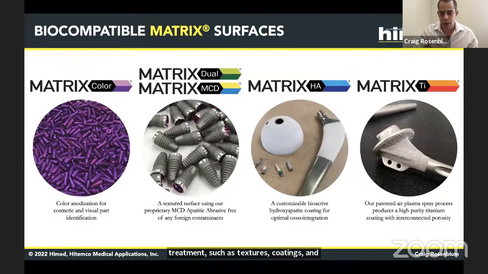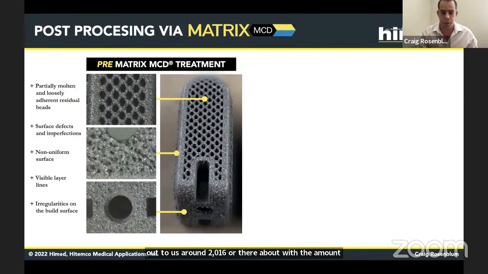You can understand that when clients first reached out to us around 2016 or thereabouts, with the emergence of additive manufacturing with components such as what's pictured here on the screen, challenges arose as far as the ability to remove partially molten beads on that 3D printed surface, and various defects and imperfections, which inevitably are going to be there despite improvements to the resolution of the 3D print. Surface uniformities were not present, whether aesthetic issues or functionality matters, visible layer lines, and irregularities from the build plate.